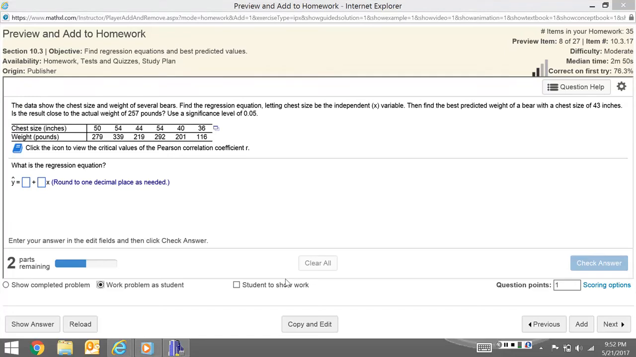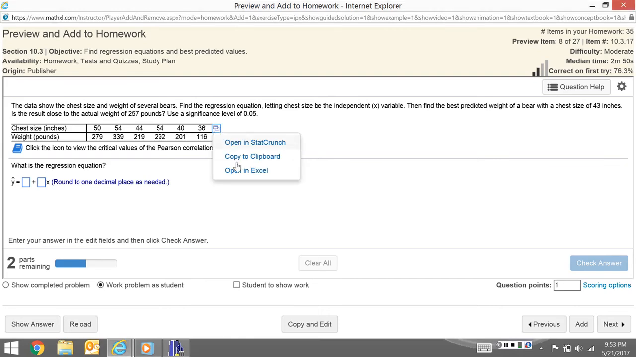We have data on the chest size and weight of bears, and we want to find the regression equation letting chest size be x and find the best predicted weight of a bear with a chest size of 43 inches. Is this result close to the actual weight of 257? Use a significance level of 0.05.